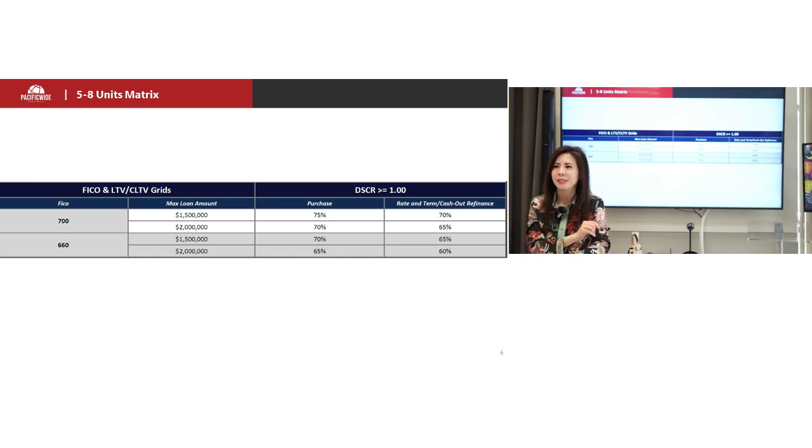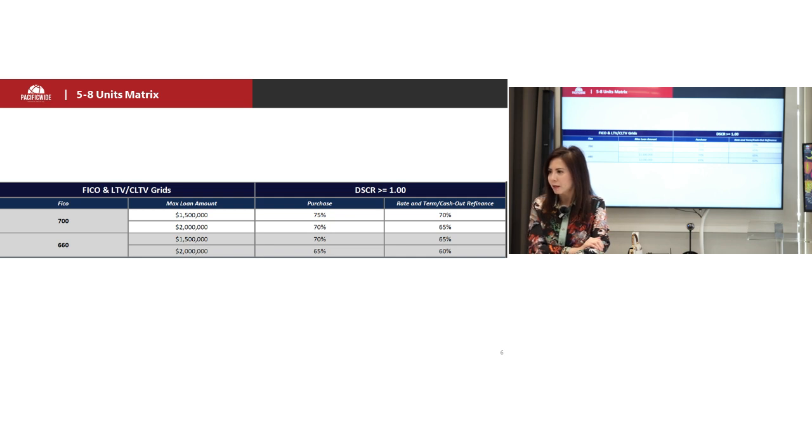So for a purchase loan, 25% down payment with someone at 700 FICO score, the maximum loan amount is 1.5 million. For maximum loan amount 1.5 million, if you are refinance rate and term or refinance cash out, your maximum LTV is 70%. Now at 700 FICO score, if you have a bigger loan amount, $2 million, then you have to have 30% down payment if you're buying a property. We all see it, right? Yep. 70% LTV means 30% down payment. And if somebody wants to borrow a maximum of $2 million with a middle credit score of 700 and refinance rate and term or cash out, maximum loan to value is 65%. And you go down to the second part of the table for 660 FICO score, you will see when you have a lower credit score, your down payment is 5% more.